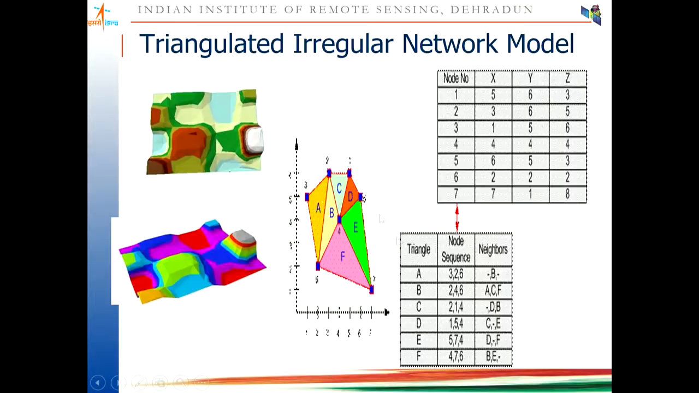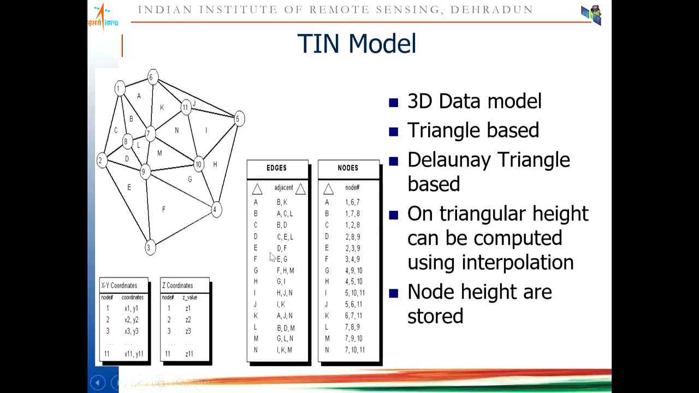So this is basically a face A, which consists of different vertices in a direction, like vertex A consists of 3, 2 and 6 nodes, and whatever neighbors there are, those are also stored. So this is a very simplistic representation of a TIN, or triangular irregular network, that is being used, and that basically helps us to create a representation like this, or a 3D model like this.